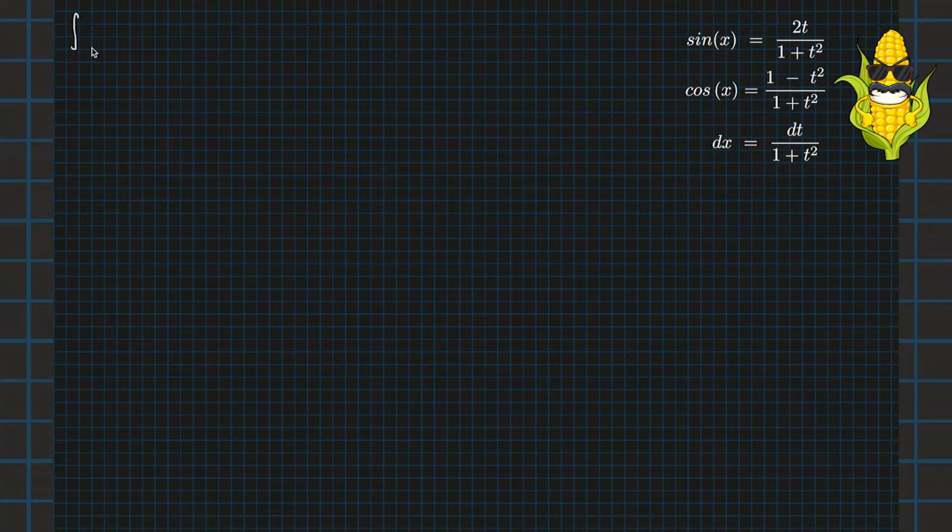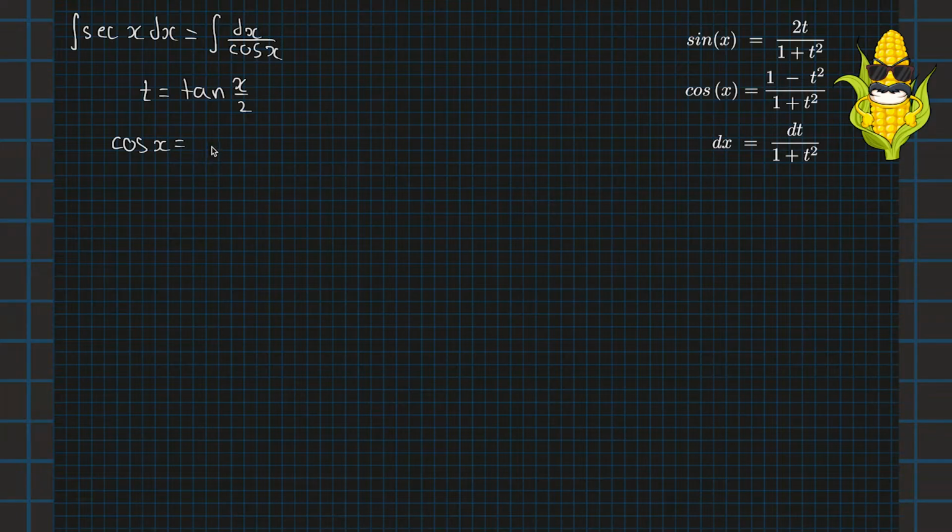So we have the integral of secant of x dx. Then we would like to express it as a rational expression of sine of x or cosine of x. In this case, it's just going to be cosine of x. So it's going to be dx over the cosine of x. Then we learned that if we do the substitution t equal to tangent of x over 2, then the cosine of x can be expressed via that t, and it will be equal to 1 minus t squared over 1 plus t squared.